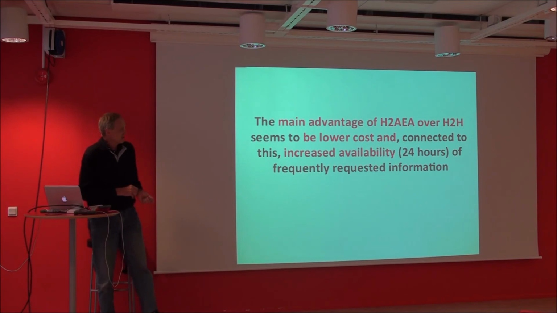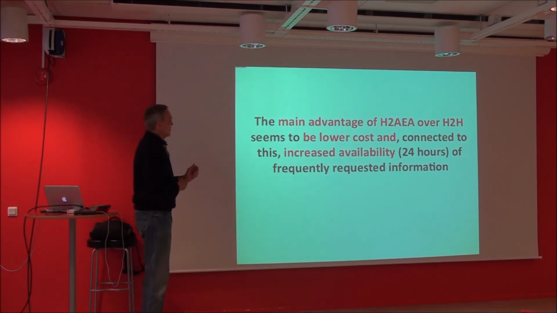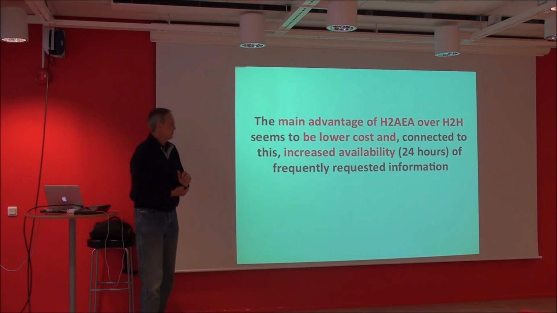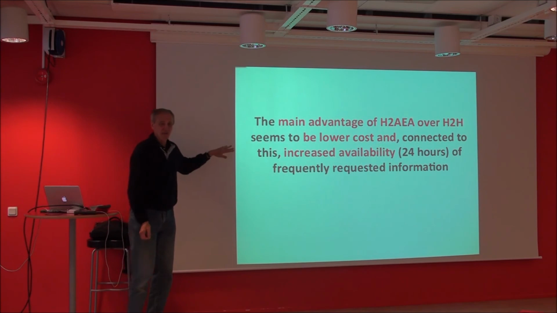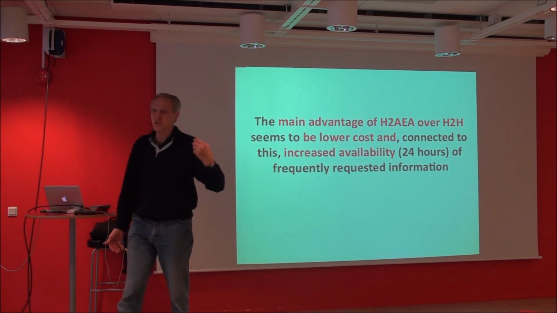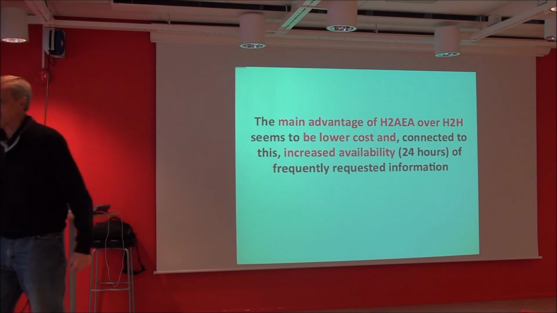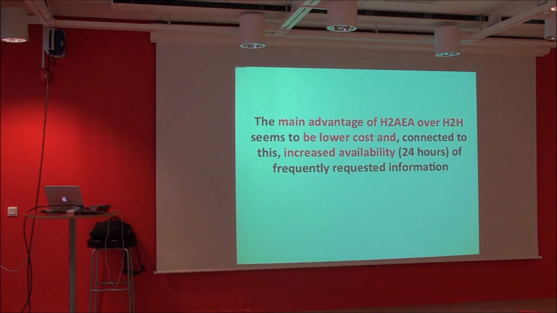Okay, so the main advantage of the artificial agent system over human-to-human communication seems to be lower cost. Now we can look at this: we're providing 24-hour service to the customers. It's open 24 hours. We don't have to pay a human being who's sitting there answering questions. So we have so-called 24-hour service, lower cost, connected to this increased availability. We're available 24 hours. And we can give information about frequently requested information. That seems to be the main advantage, yeah?